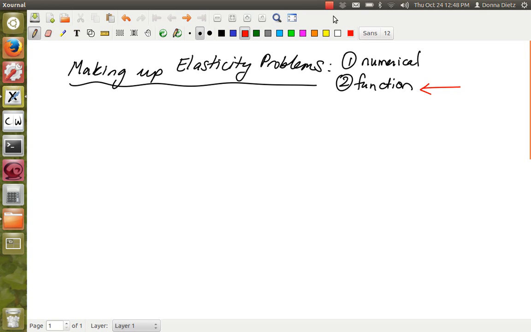This is the second elasticity problem I'm making up for you. This is if you have a problem with a function, and for example, you could have Q, which is quantity sold, as a function of the price. And let's say it's 10,000 minus 1/3 P cubed minus 1/2 P.